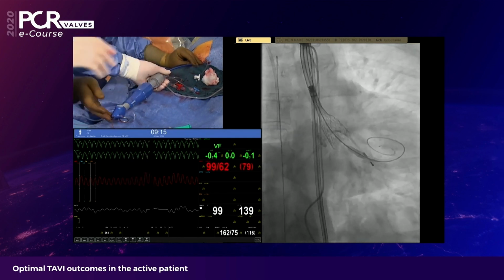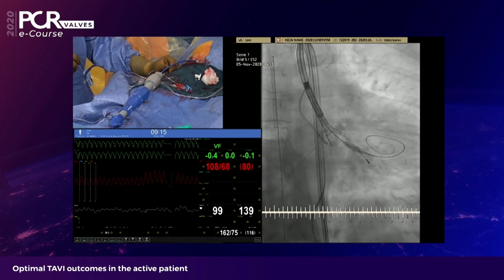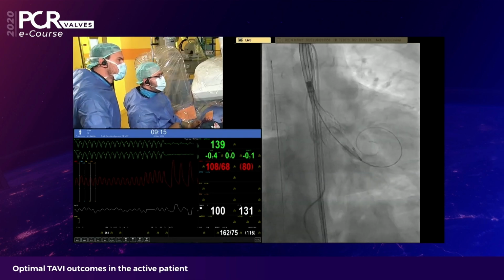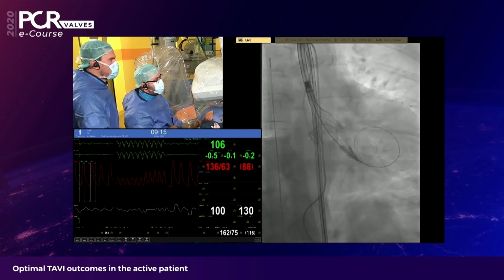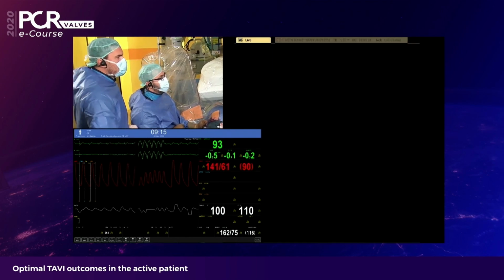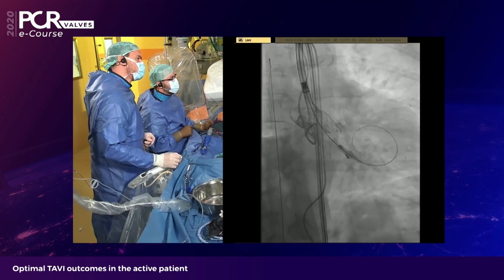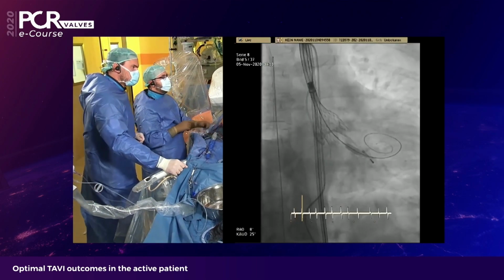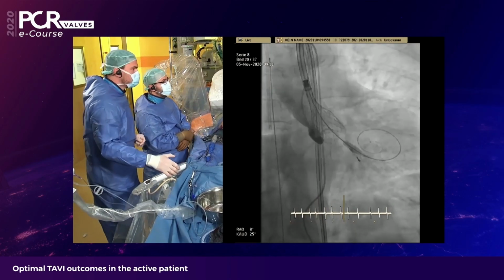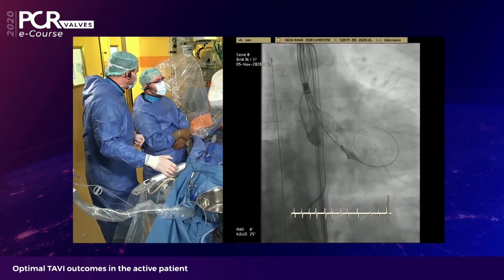Okay, so we'll stop here. Stop pacing, please. So very controlled deployment, and let's see if we are fine or if we are a little bit too high or too low. Let's do an angiogram here. That looks good. So in this view, it looks good. Yeah. Of course, it's on the non-coronary side. We cannot really go much higher.